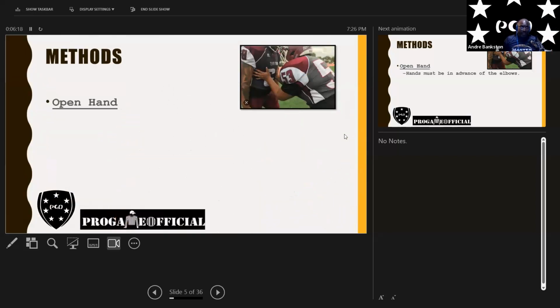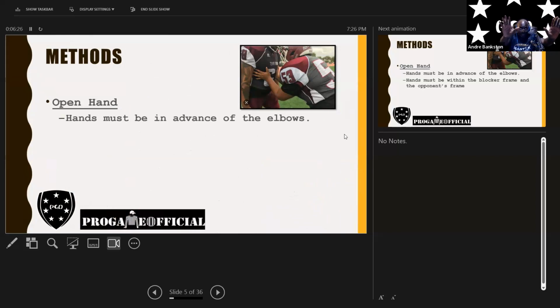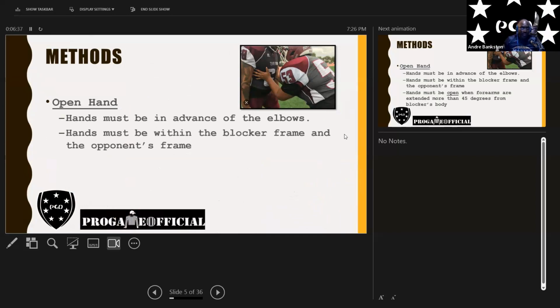Now, the open hand technique. Hands may be advanced of the elbows. So now my hands could be advanced. In the cupped position, my hands cannot be advanced at more than a 45-degree angle. It can be advanced, but no more than a 45-degree angle. But listen to this part: the hands must be within the blocker's frame and the opponent's frame. Remember, we looked at what the frames are. So my hands must be within my body frame. If my hands are out here, it's outside the frame of my body, which would be an illegal block.